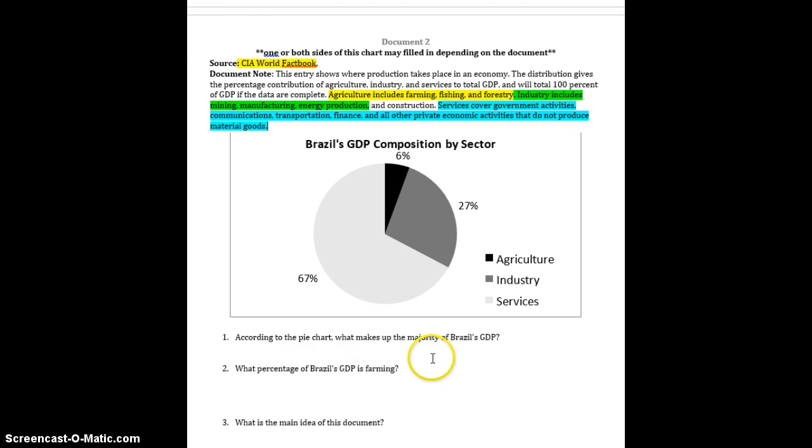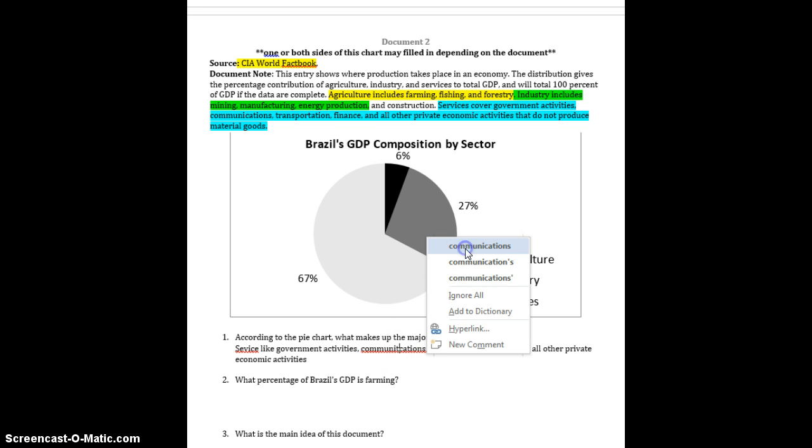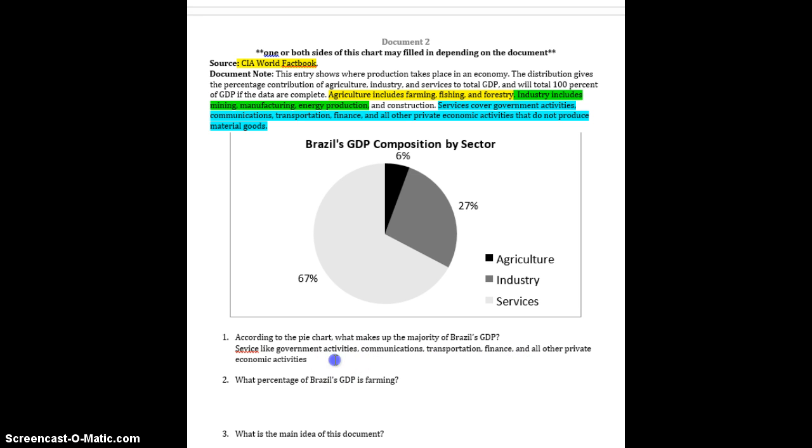So according to the pie chart, and let's start answering some of these questions, what makes up a majority of Brazil's GDP? We're going to write services, and we're going to put in services like government activities, communication, transportation, finance, and all other private economic activities that do not produce material goods. Now let me make these corrections real quick so that it is spelled properly.